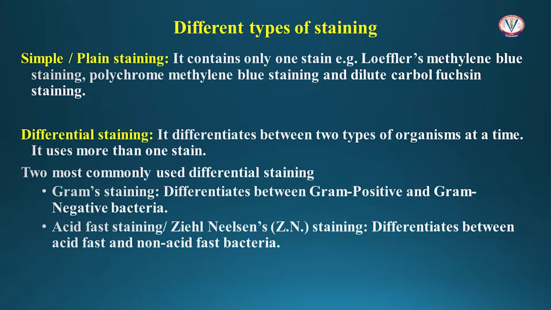So we can classify bacteria into two different categories. Like for gram staining, we can classify them as gram positive, which appear blue or violet, and gram negative, which appear red or pink. Similarly, another example is acid-fast staining or Ziehl-Neelsen's method of staining, in which we can classify them as acid-fast, which appear pink or red, and non-acid-fast, which appear blue in color. Similarly, another is modified Ziehl-Neelsen staining, which is used for partially acid-fast organisms.